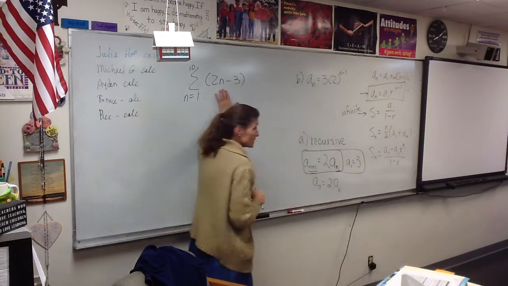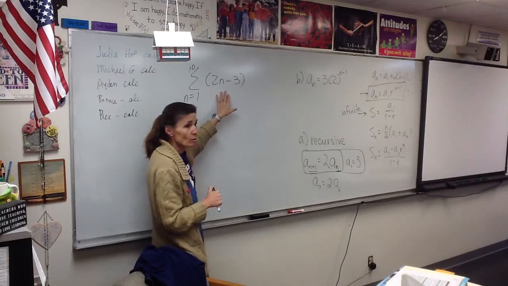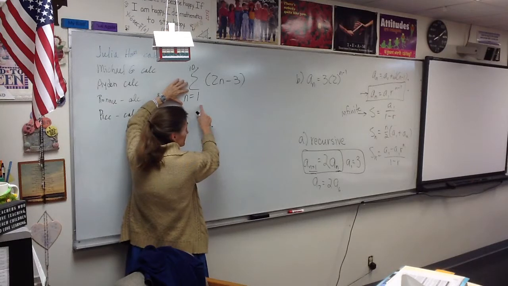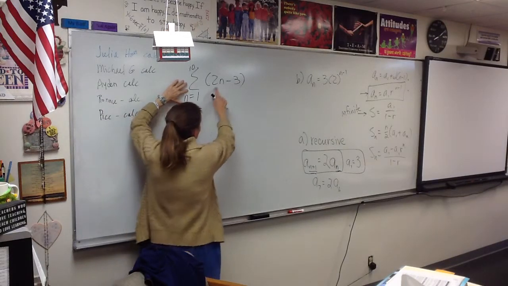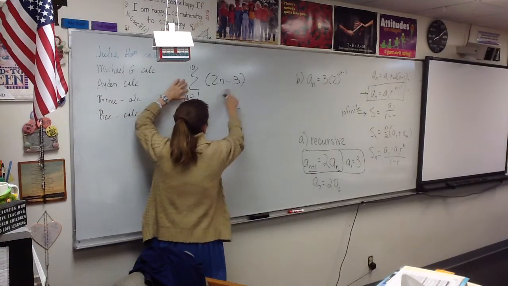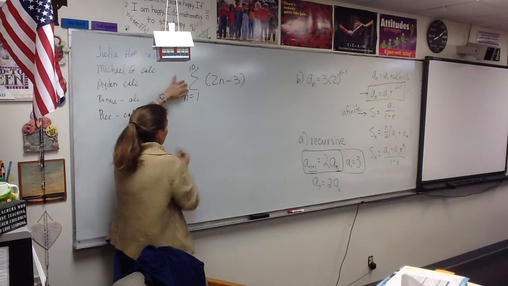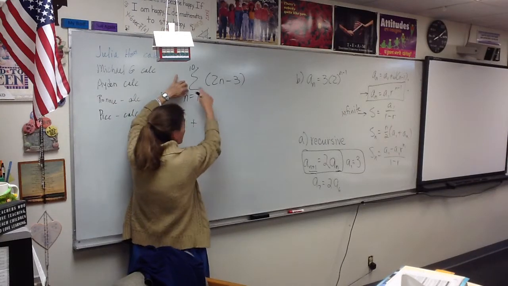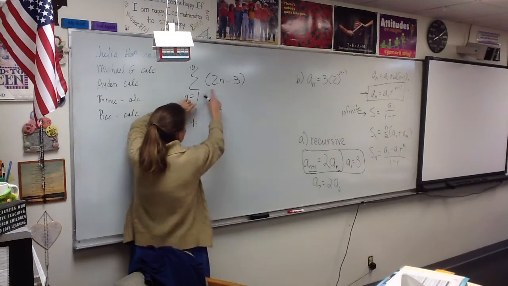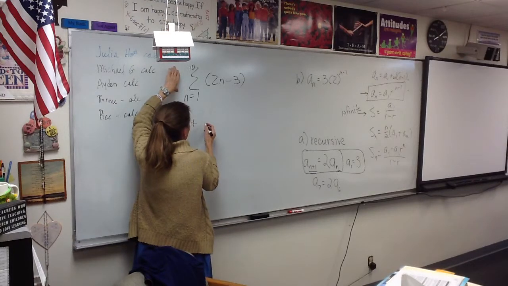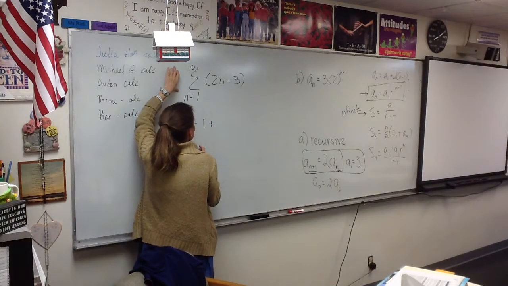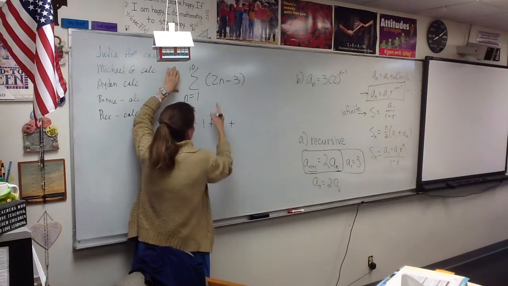Well, this is a little tougher to tell. So here's what I want you to do. I want you to start right here with n equals 1, and I want you to put that in there. What do you get when you put in n equals 1? You get negative 1, right? Sigma means sum, so I'm adding. Now I'm going to put in 2. What do I get when I put in 2? 1. Now I'm going to put in 3. It just adds by 2. And when I put in 4?